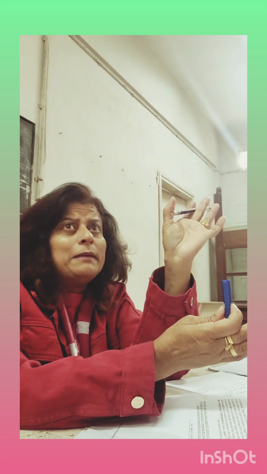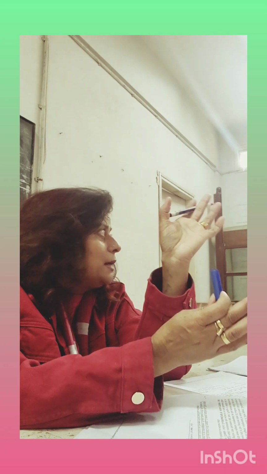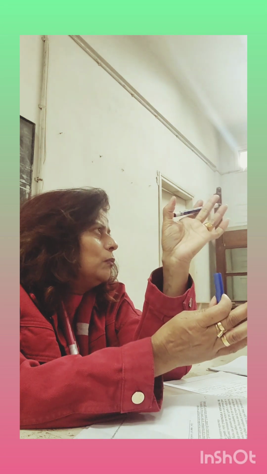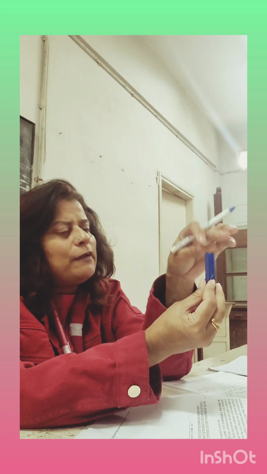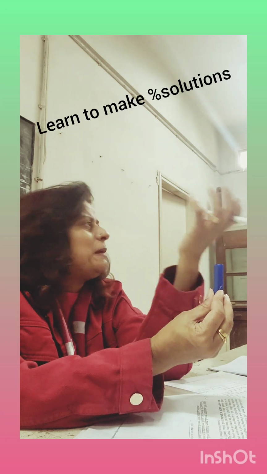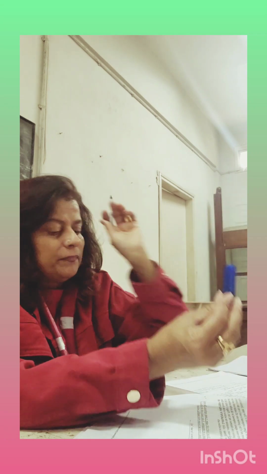I hope you know how to make percentage solutions. In physical chemistry, you learn solution making. You should know how to make 5%, 10%, 1% solution. Everybody should know. You will add a few drops of that alkali, so your sodium extract would be alkaline in nature. Alkaline means its pH would be in what range? More than 7. Above 7. 7 is neutral.